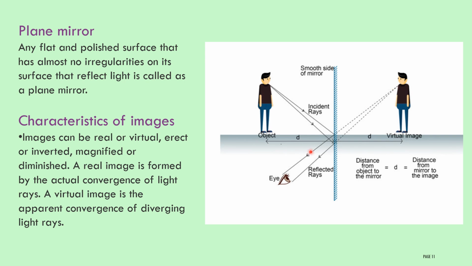In the case of a virtual image, you have to remember that after reflection from a plane surface, the reflected rays first diverge. Then when you extend these two diverging rays, they will meet at a single point. After meeting at a single point, you get an image. That type of image we will call a virtual image.